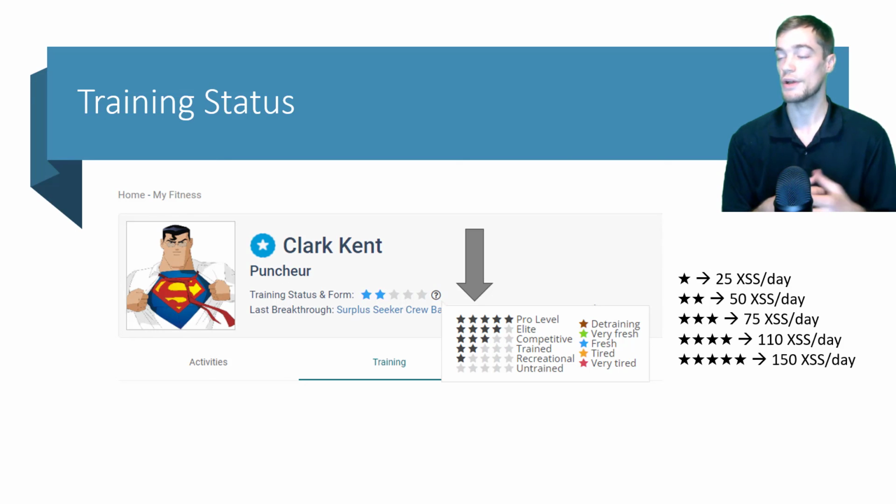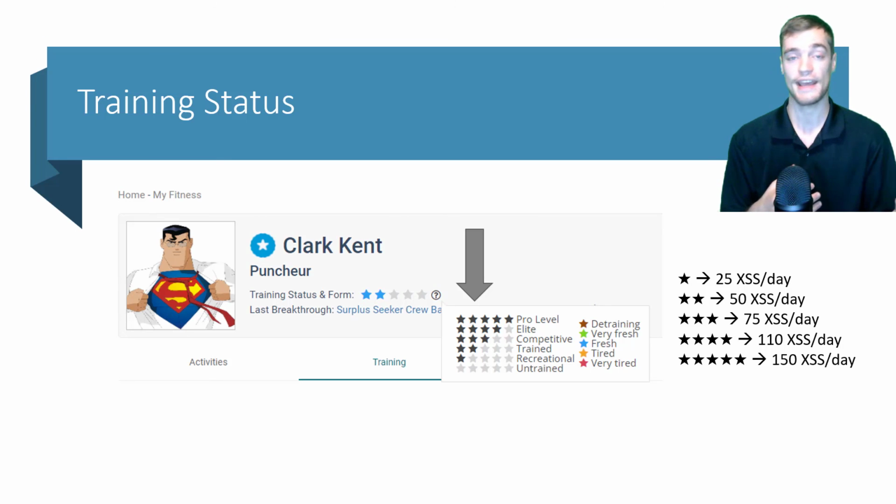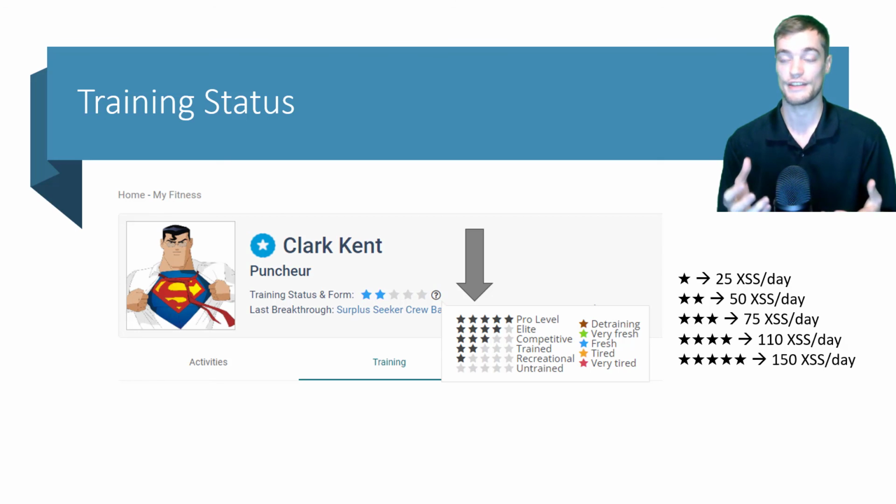So, for example, to reach your first star, you'll need to, on average, ride about 25 XSS per day. To reach the second star, 50 XSS per day. For the third star, 75 XSS per day. For the fourth star, 110 XSS per day. And for that fifth and final star, you're looking at averaging 150 XSS per day, which is quite a bit of riding. That's why we would consider it a pro level rating.